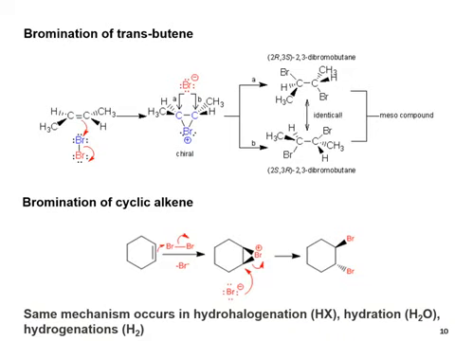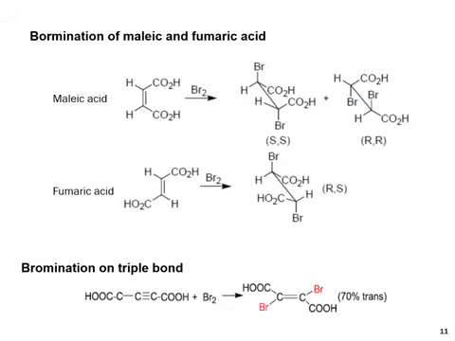The same mechanism occurs in halogenation, hydration, and hydrogenation. This is the example of bromination of maleic acid and fumaric acid. You must draw the mechanism to understand the pattern of bromine addition.